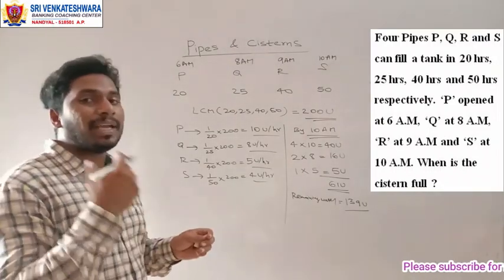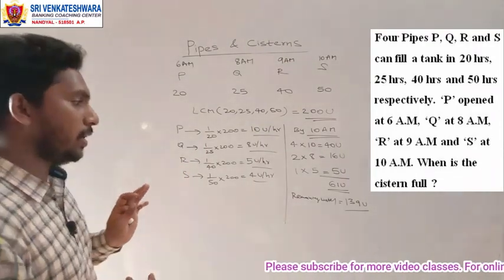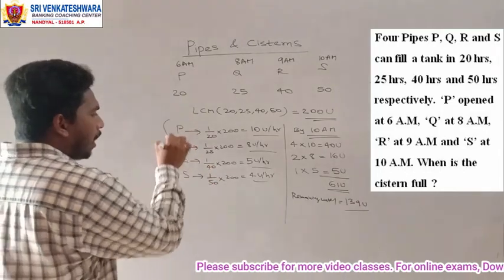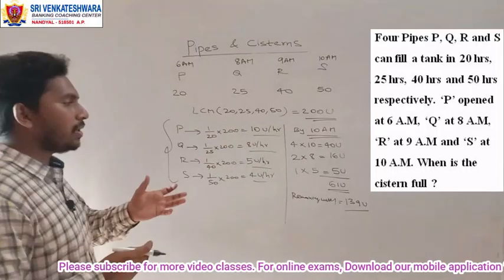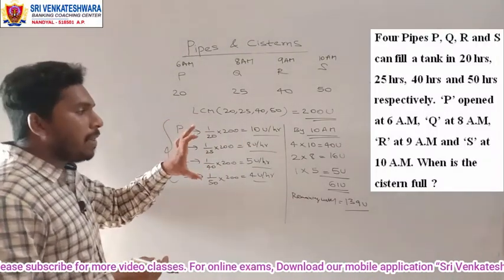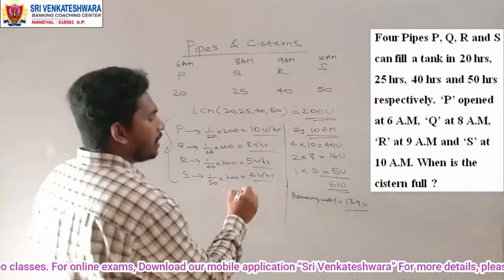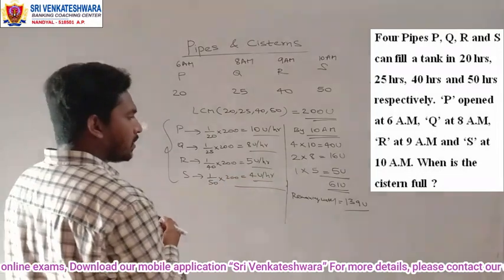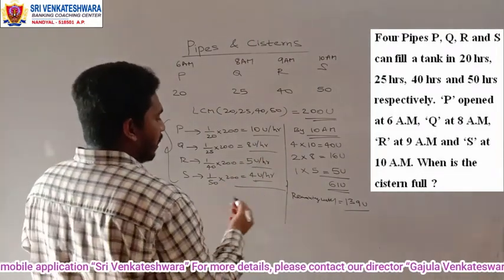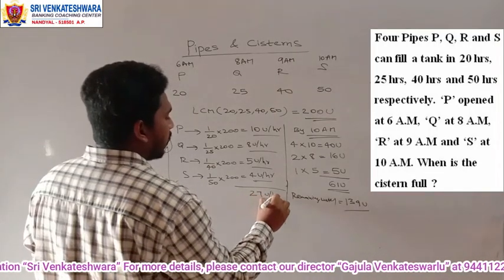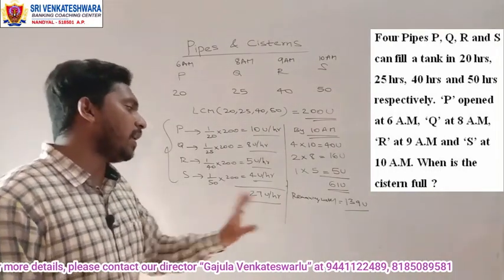Then how much time does it take to fill the 139 units of water? As all these are open after 10 a.m., we have to consider the combined efficiency of all the 4 pipes. So you have to add all this. What is the sum? This is 9, 17 and 10, 27 units per hour. So the combined efficiency is 27 units per hour.